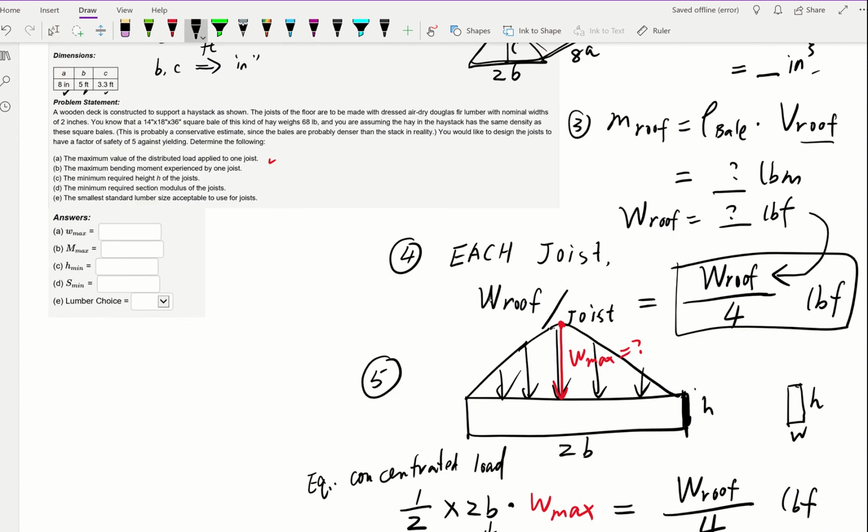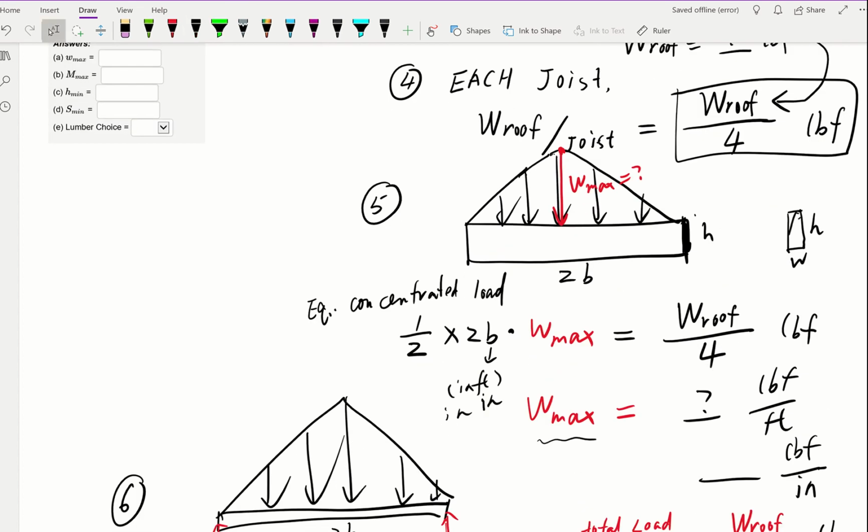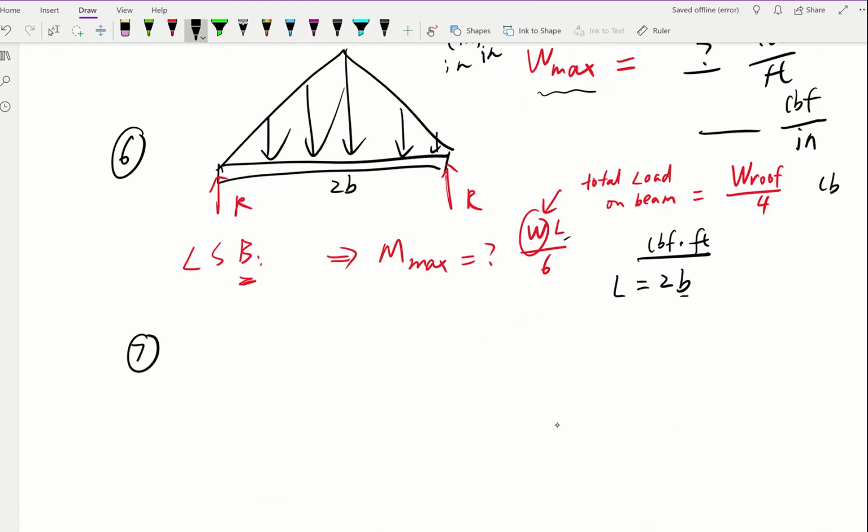Now the next one. What is the required height of the joist? All right, so this is the joist cross section with width W and height H. And we can go ahead and use our flexural bending stress formula. We talked about that formula. It's M y over I, right?